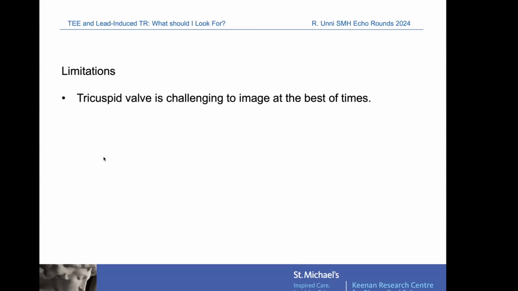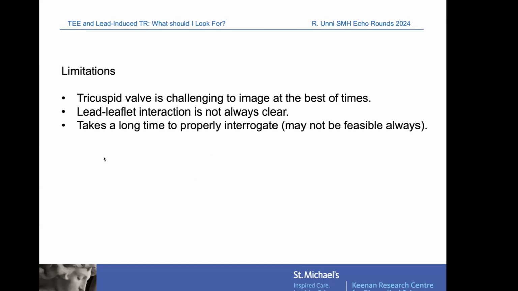Obviously, there are lots of limitations with what I've talked about here. Starting with, the tricuspid valve is challenging to image at the best of times, especially in TE. The good thing is, as the tricuspid valve gets very diseased and the RV and annulus get dilated, it actually becomes easier. But for sure, on transthoracic echo, we know it's not easy to see the tricuspid valve often. The lead-leaflet interaction is not always clear. Indeed, sometimes you hunt and you can't really definitively say whether there is lead-leaflet interaction.